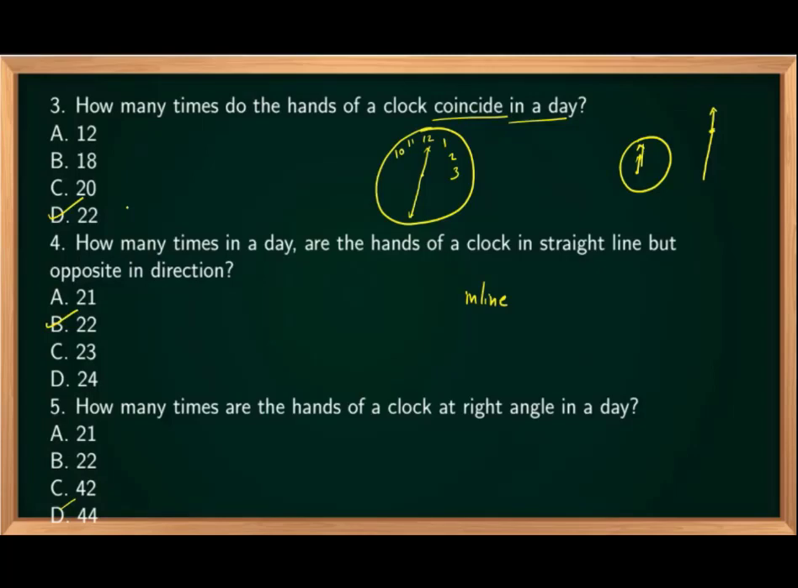Then next question, how many times are the hands of a clock in line in a day? In line in a day means maybe coincide or maybe in a straight line. So both the probabilities we can add. So in total, in line 44 times. Then next question, how many times are the hands of a clock at right angles in a day? That means the angle between hour hand and minute hand is 90 degrees. So it will be 44 times. Okay.